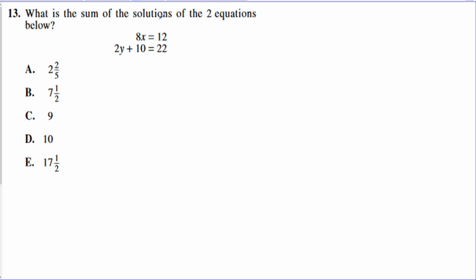Problem number 13: What is the sum of the solutions of the two equations below? Remember, the word sum just means we're going to add. So we're going to add the solutions for these two equations.